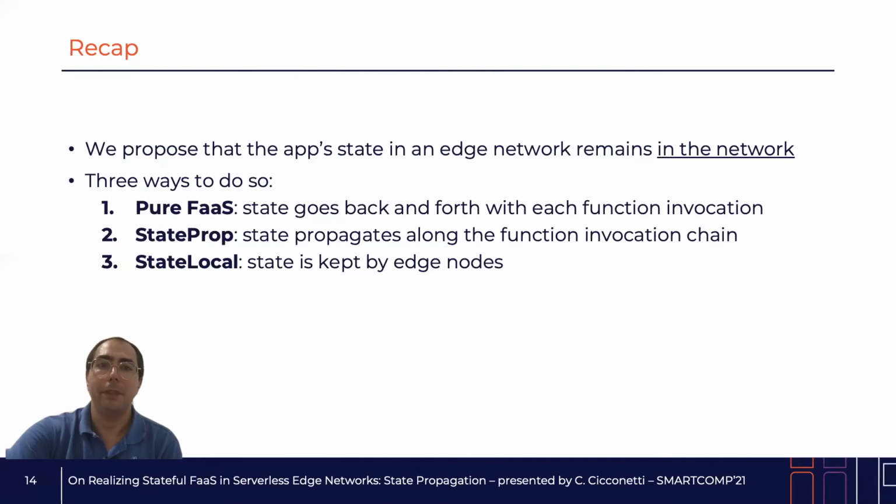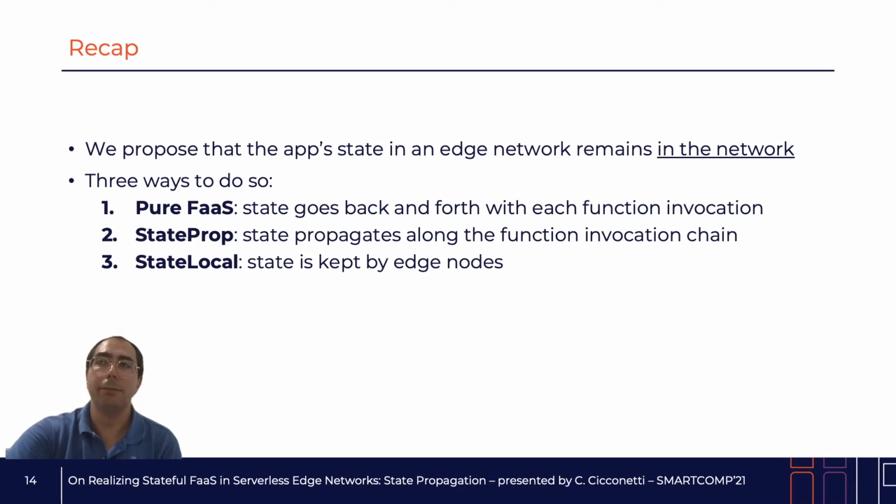A small recap. So we have proposed in our work that in an edge network, the state of an application should remain in the network, which may mean in the client or in the edge nodes which make the edge network itself. We have proposed 3 ways to do so. So by using a pure function as a service approach, where the client performs function invocation in turn for every function in the chain of invocations needed by the service.